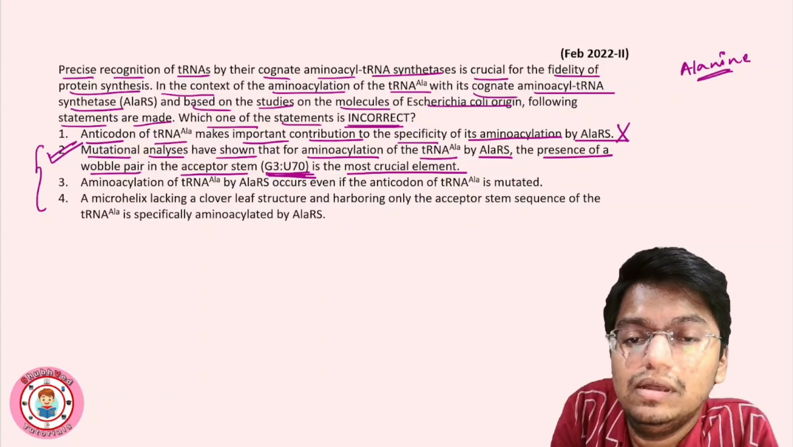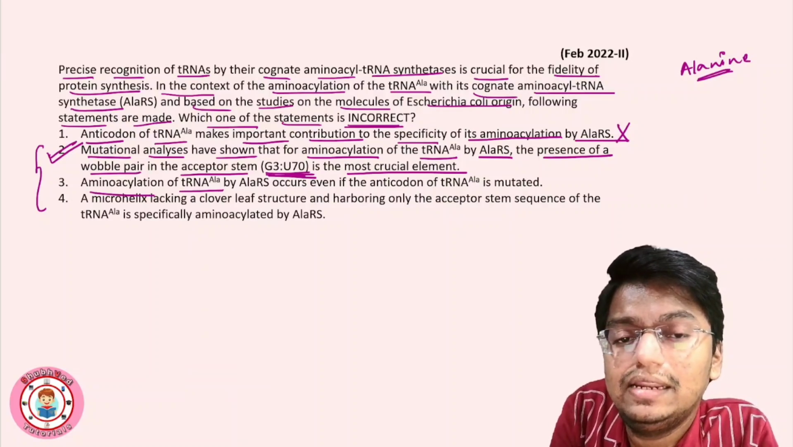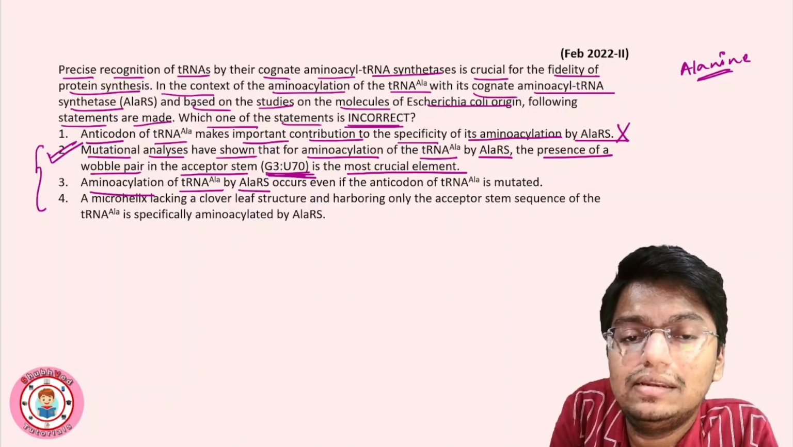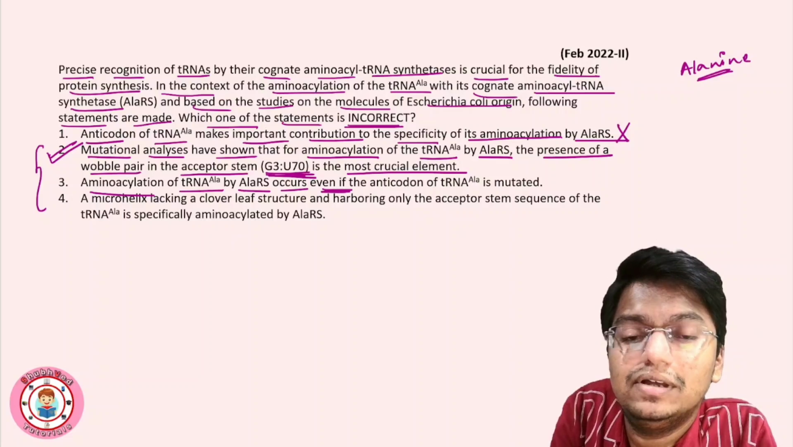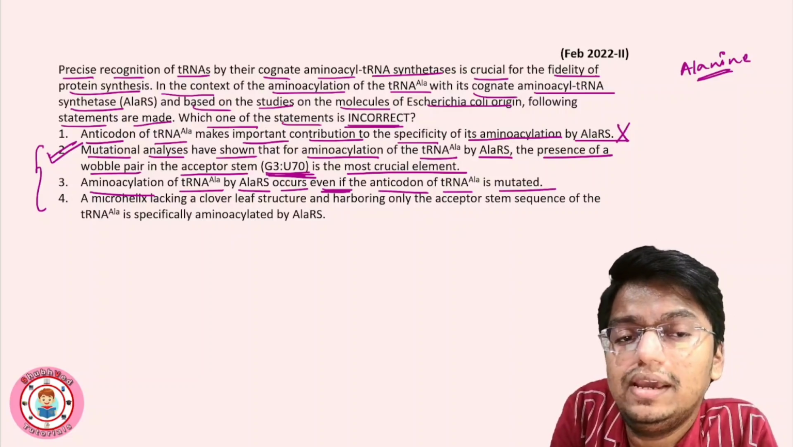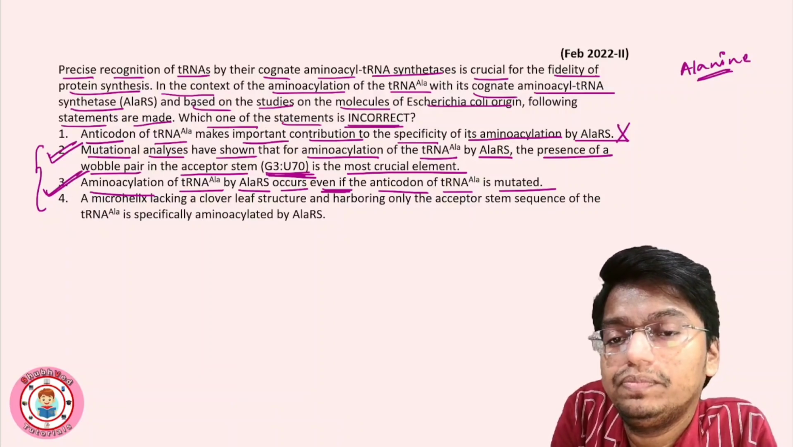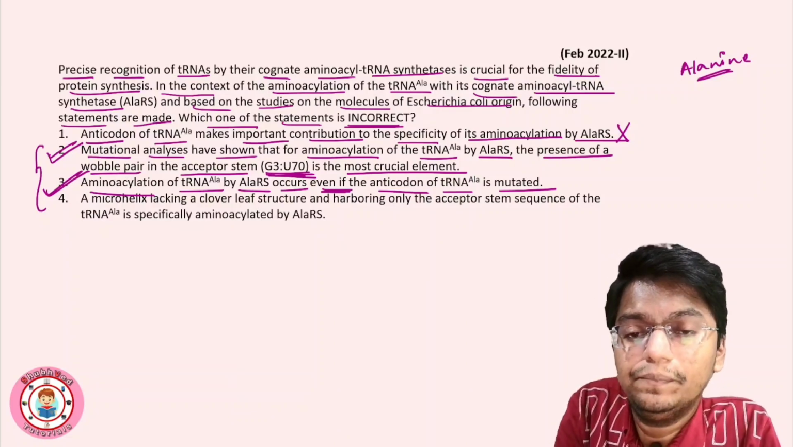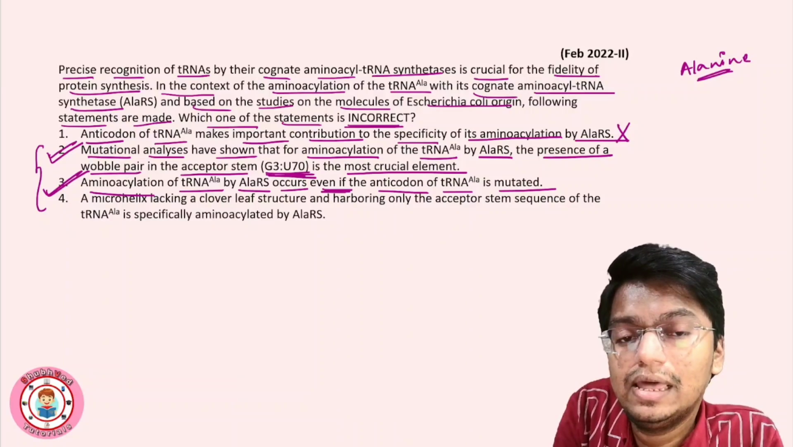Okay, then aminoacylation of tRNA alanine by alanine tRNA synthetase occurs even if the anticodon of tRNA alanine is mutated. So this statement is correct, and that is why option 1 is incorrect. Got it? Because even if there is a mutation in the anticodon, alanine attaches. Aminoacylation with alanine takes place.